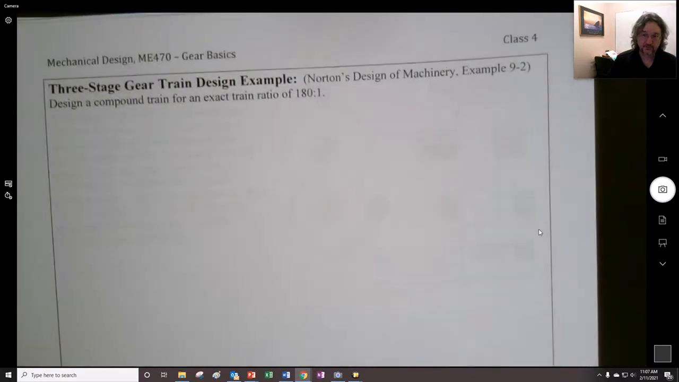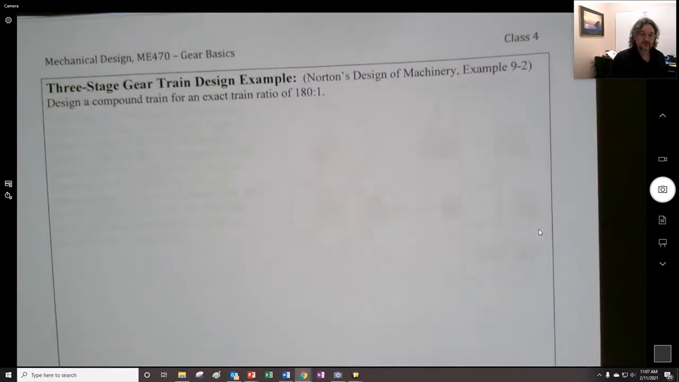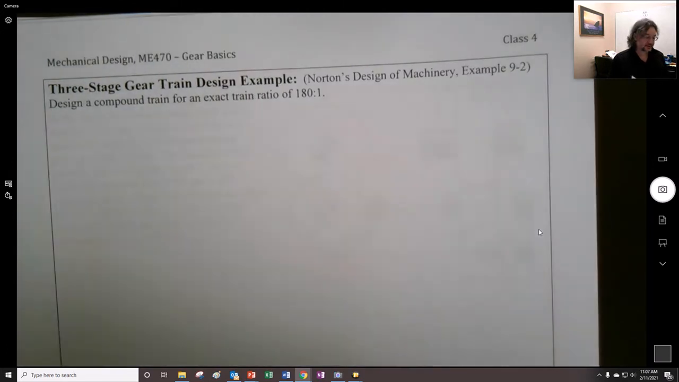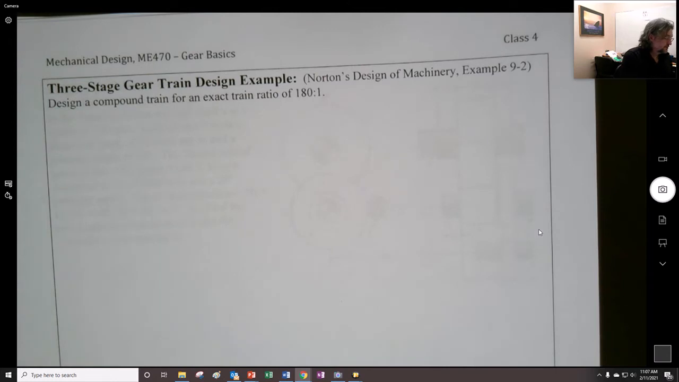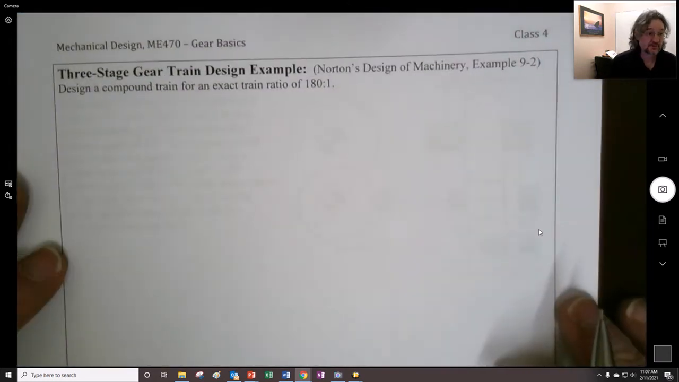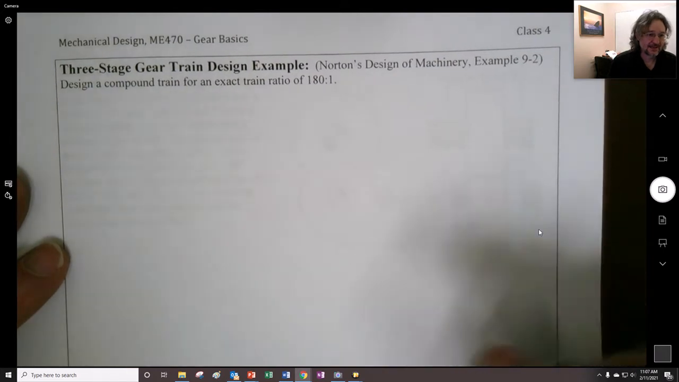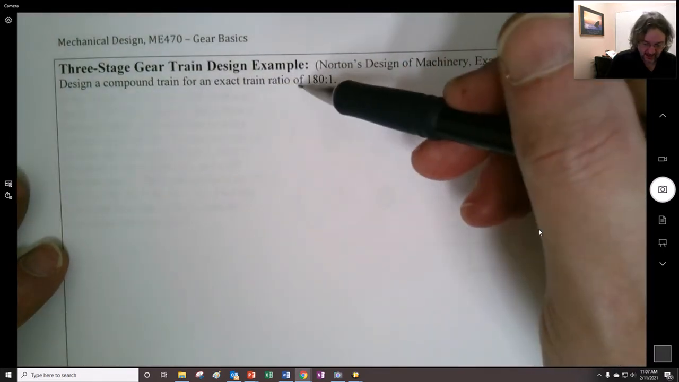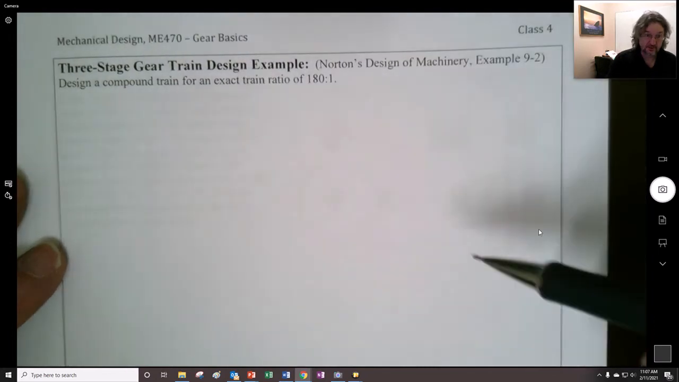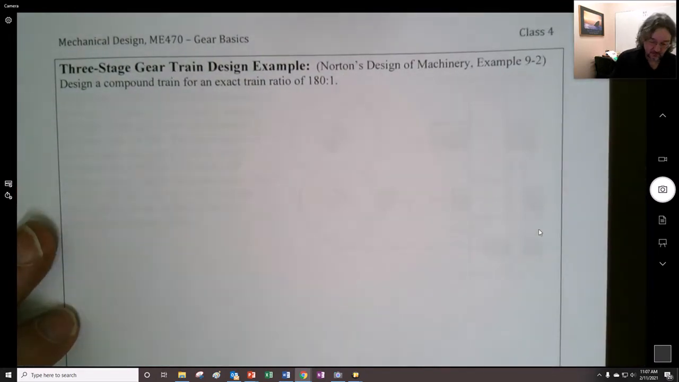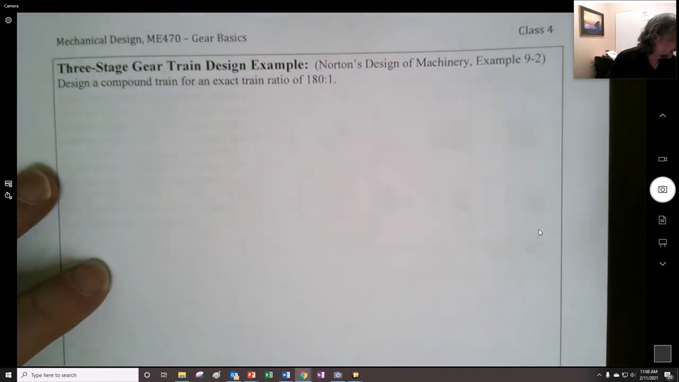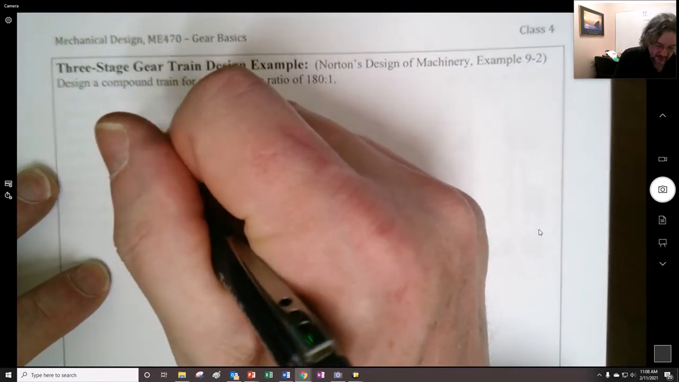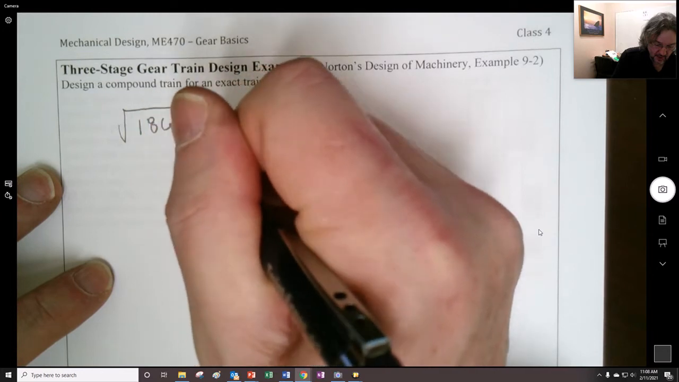Continuing on with class 4, here is an example of doing a design. This is a problem from Norton's Design of Machinery. We want to design a compound gear with exactly a gear train ratio of 180 to 1. We don't know how many stages we're going to need for the 180 to 1 gear design. So let's try what happens if we take the square root of 180.